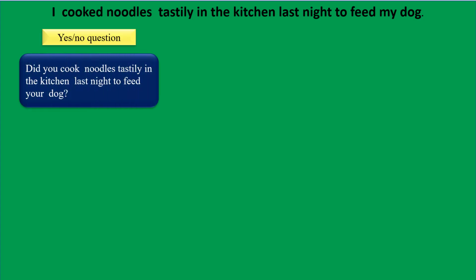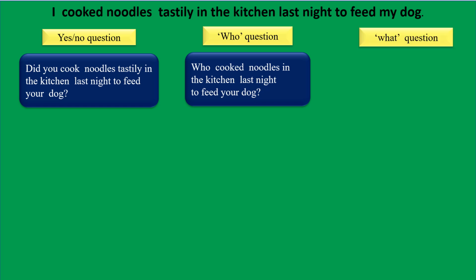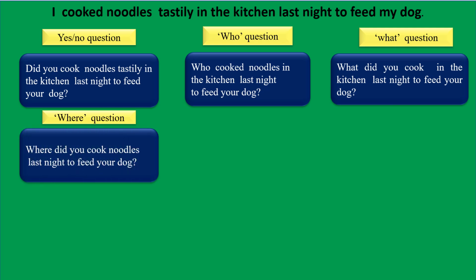Look at this sentence. I cooked noodles tastily in the kitchen last night to feed my dog. Yes, no question. Did you cook noodles tastily in the kitchen last night to feed your dog? Who question? Who cooked noodles in the kitchen last night to feed your dog? What question? What did you cook in the kitchen last night to feed your dog? Where question? Where did you cook noodles last night to feed your dog?